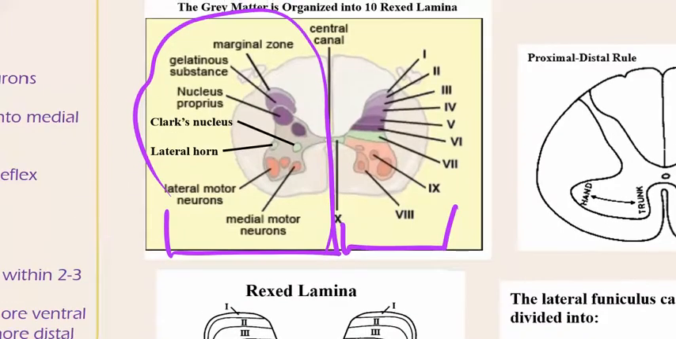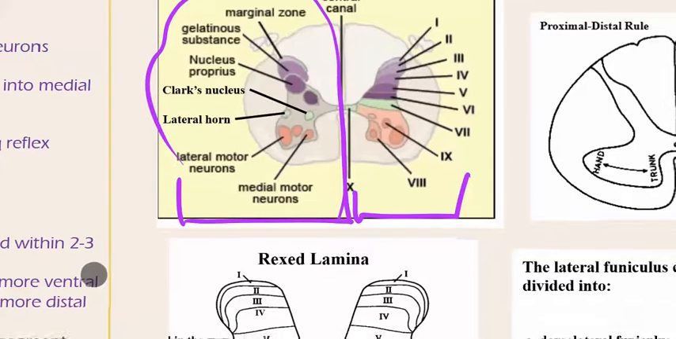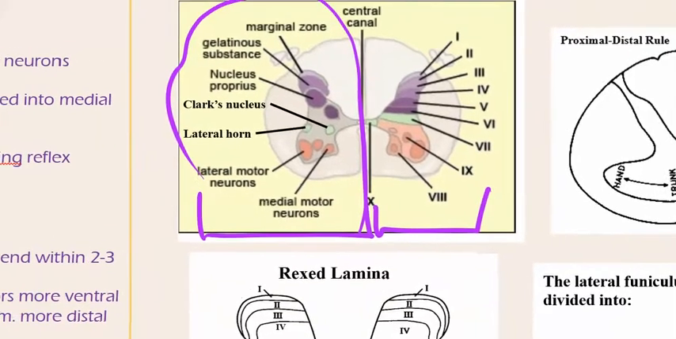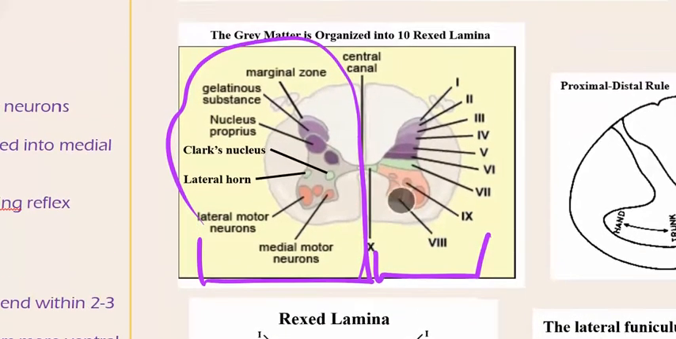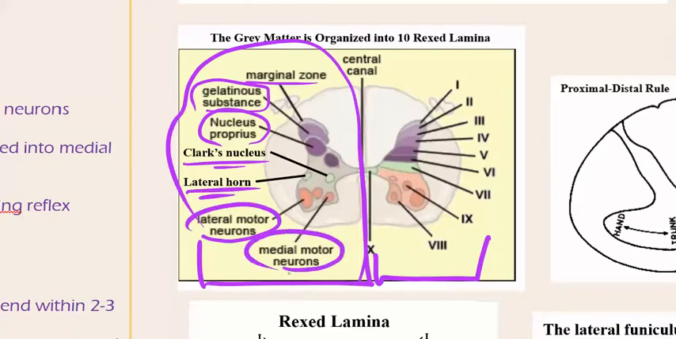So left is staining and the right is the functional zones, exactly. Okay, so in terms of the staining, here we have the marginal zone. Here is the gelatinous substance, the nucleus proprius, Clark's nucleus, the lateral horn, and then we have lateral motor neurons and medial motor neurons.